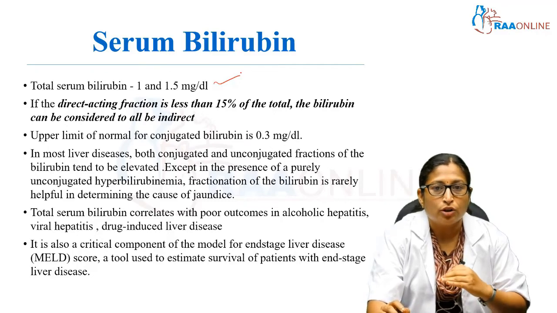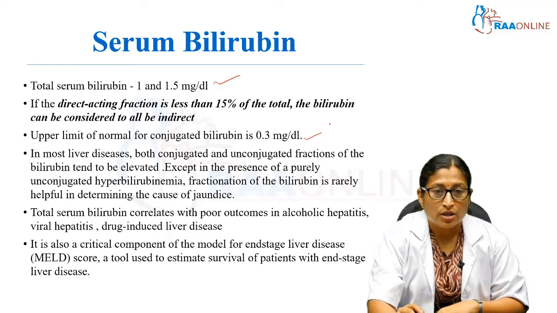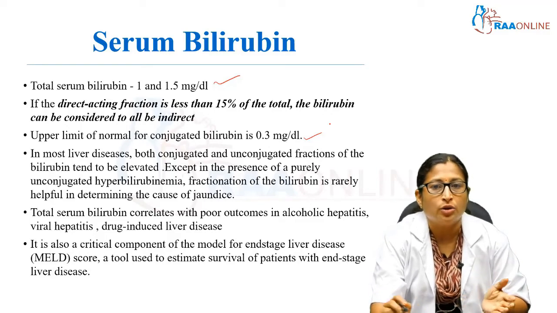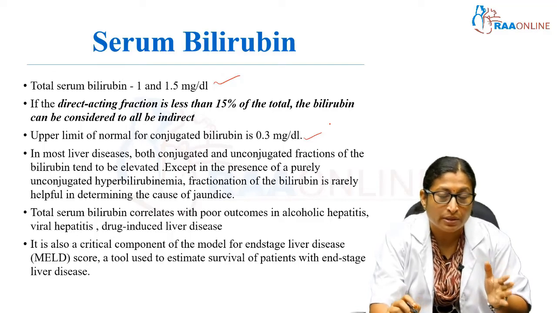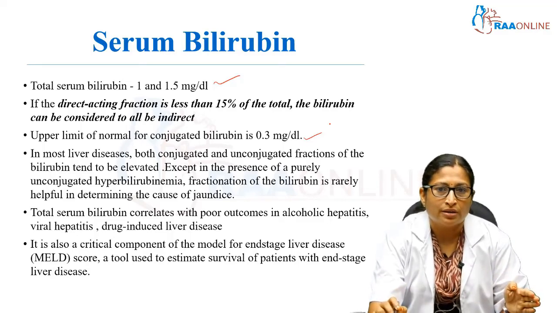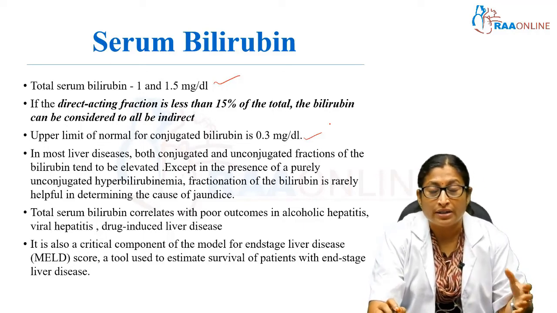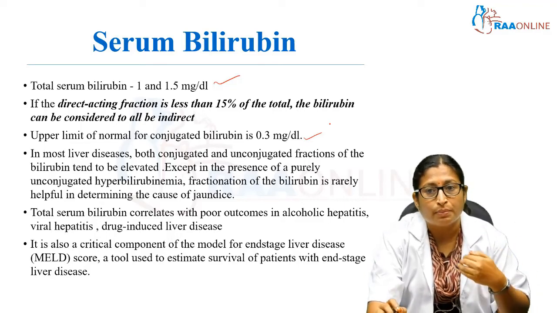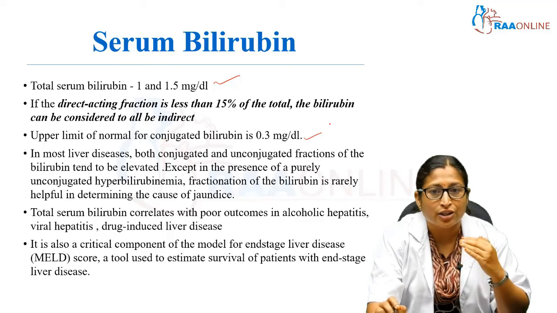Okay, and the upper limit of normal for conjugated bilirubin is 0.3 milligram per deciliter. Because in most liver diseases, both the conjugated and unconjugated fractions of bilirubin tend to get elevated. So except in the presence of pure unconjugated hyperbilirubinemia, mere fractionation of bilirubin is rarely helpful in determining the cause of jaundice. Direct bilirubin can be elevated in hepatocellular disorders, and it can be elevated in bile duct diseases also. So just with fractionation of bilirubin, you cannot assess the etiology of jaundice.